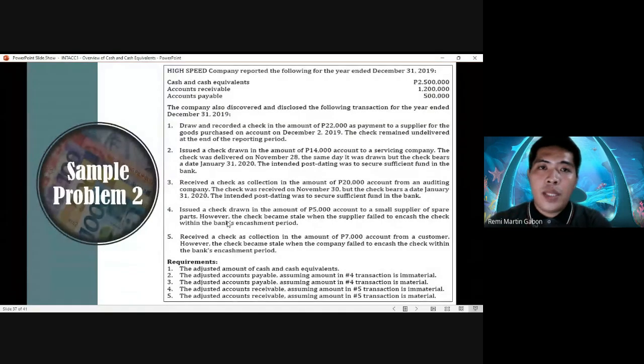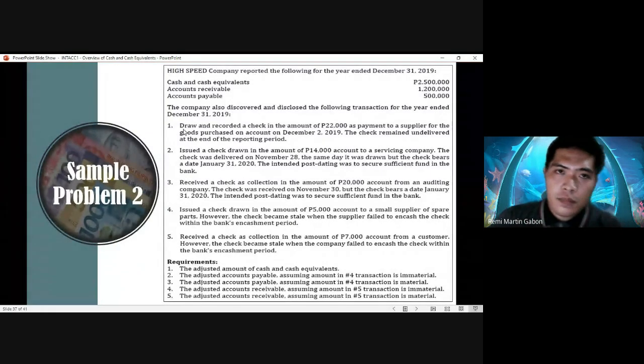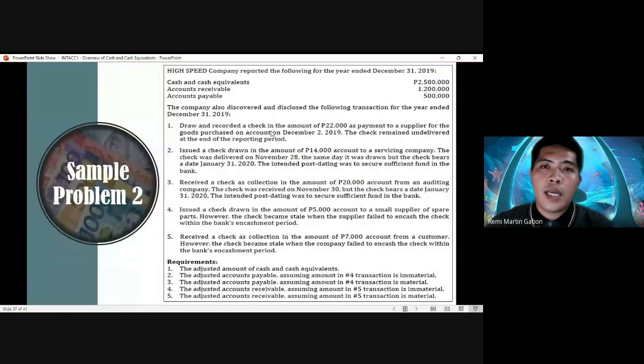So let's proceed with transaction 1. Draw unrecorded check in the amount of 22,000 as payment to a supplier for the goods purchased on account. So meaning umutang tayo kasi on account.